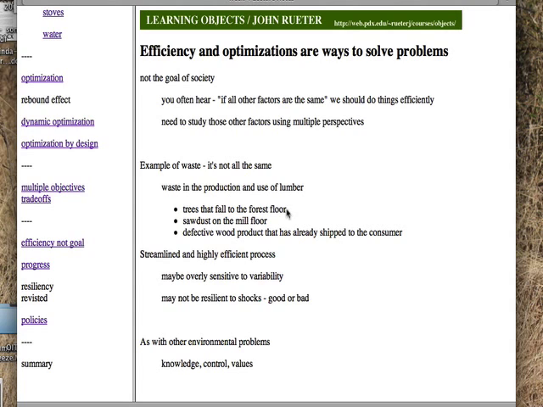So in making the process more efficient by decreasing the amount of waste, we could have a process that was very inefficient but left trees on the forest floor, but everything else was highly efficient. That'd be good. But we could also have a very efficient process where the little bit of waste was really defective wood product that was dangerous. That would be bad. So we need to understand what the type of waste is just as much as we need to understand what efficiency we're going for.